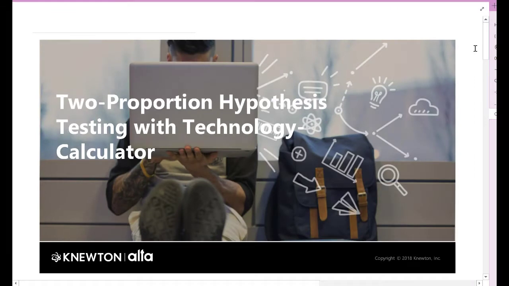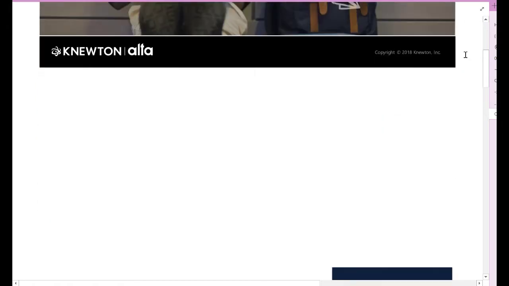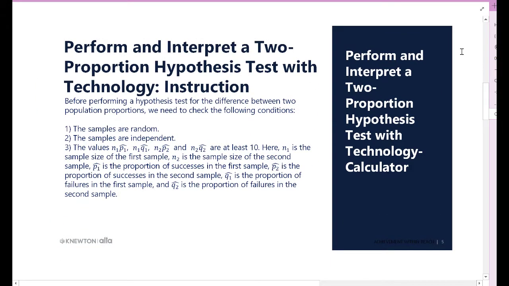Hypothesis testing, two proportions, and we're going to do it in the calculator. A two proportion hypothesis test is very similar to the one proportion hypothesis test, which we did in an earlier video, except now, as you can probably guess, we're going to deal with two populations instead of one.